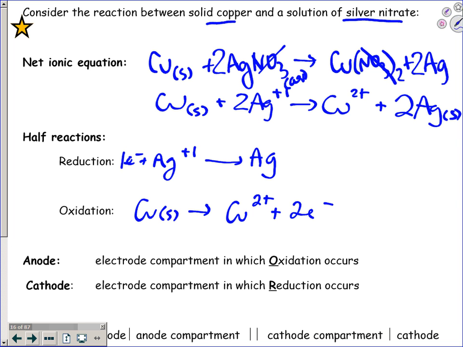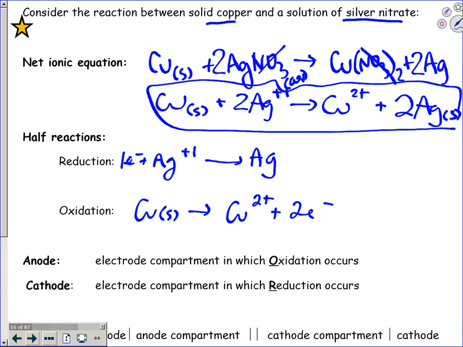I'm not asking you to balance this out right now because we already have the balanced entire NIE. These are just the half reactions, but we know there's got to be 2 electrons lost and gained. Question? If it's just asking for the half reaction, it's just asking you to identify who's oxidized and reduced. But if it wants the full NIE, which would be the balanced form, charge and mass, it would be this right here.